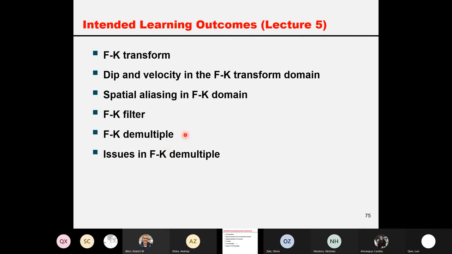Finally, I emphasize that for practical data processing, or even on the acquisition side, you need to consider three issues: those related to the acquisition, those related to aliasing, and those related to the complexity of the subsurface. That's the three issues.